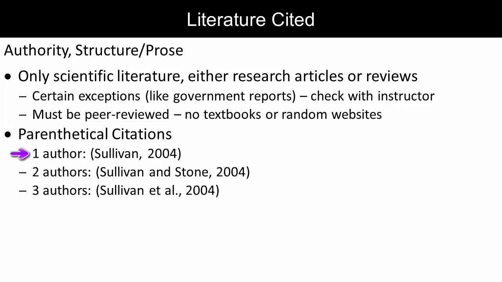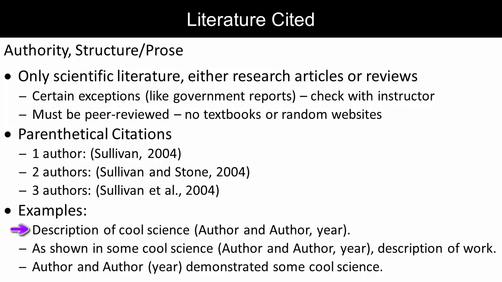With one author, just include their last name, comma, the year. For two authors, it's last name, comma, year. And for three or more authors, just give the first author's last name, followed by et al., comma, the year. Et al. is an abbreviation of the Latin phrase et alia, meaning and others, so be sure to put the period after al. This parenthetical citation doesn't always have to go at the end of the sentence.